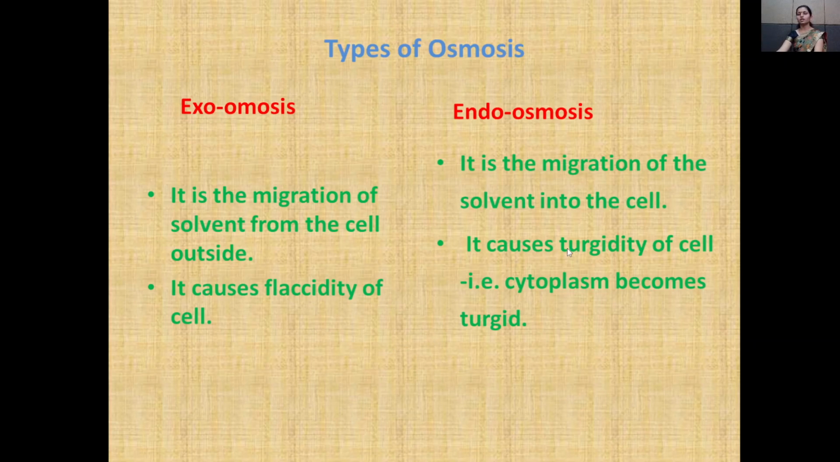Second point, it causes turgidity of the cell, that is, the cytoplasm becomes turgid. When endosmosis occurs, the water is absorbed by the plant cell, and the cell gets turgid, meaning swollen.